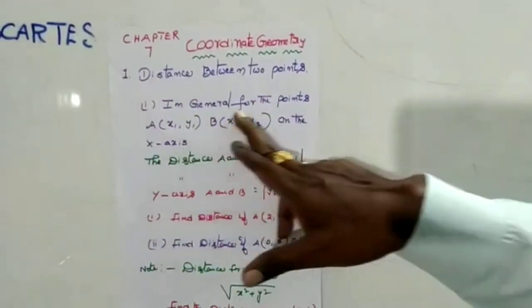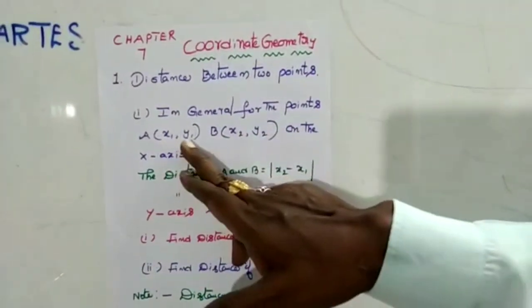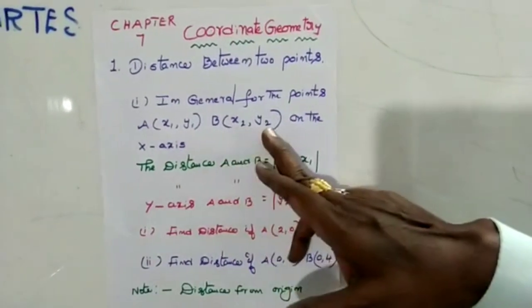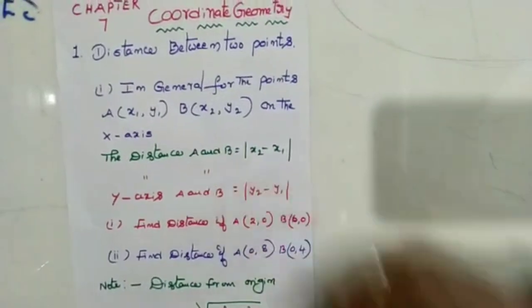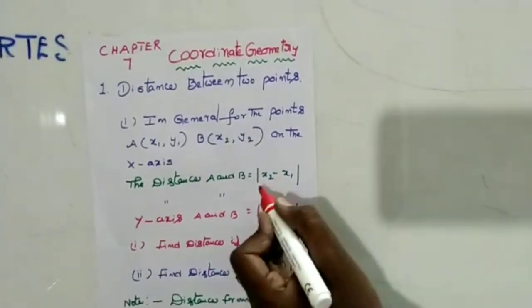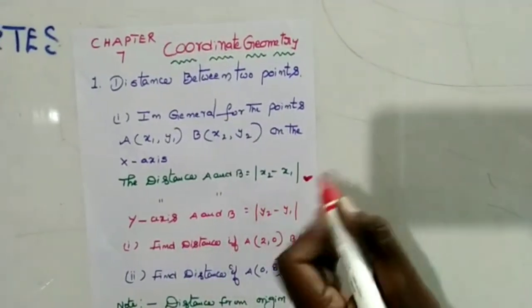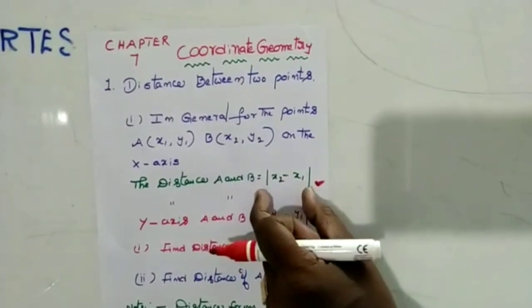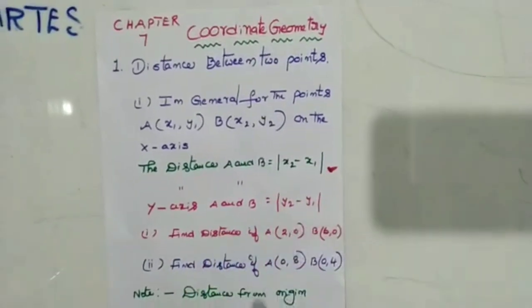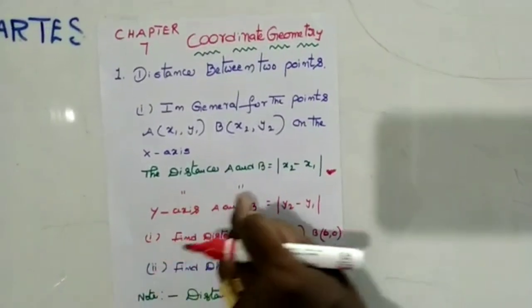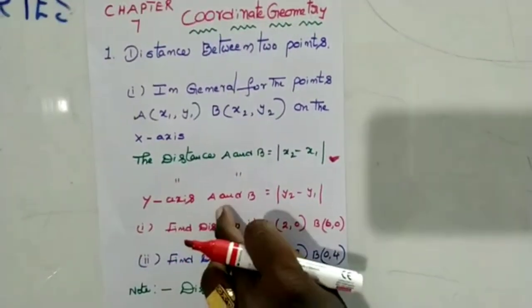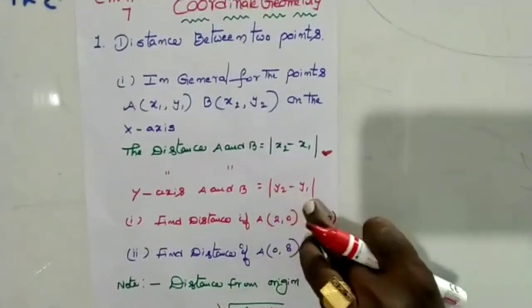In general, for the points A (x1, y1) and B (x2, y2) on the x-axis, the distance between A and B is denoted by modulus of x2 minus x1. This symbol indicates modulus. Whether it is plus or minus, you have to take the positive value. Again, the distance between A and B on the y-axis is modulus of y2 minus y1.